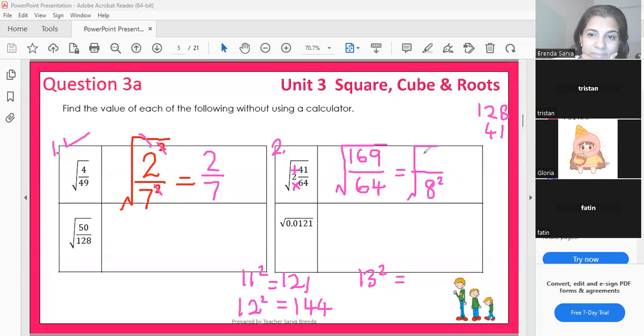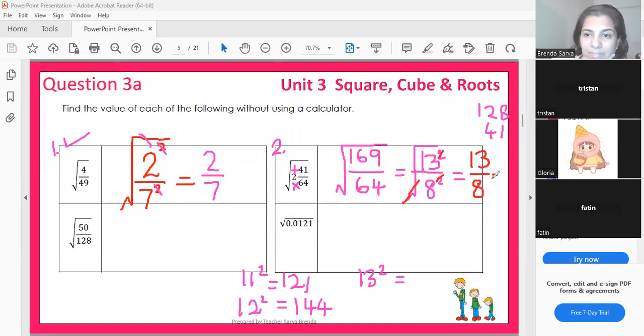13 times 13. Okay, Tristan, are you there? Yeah, 169. Very good. So this is 13 squared. Okay, so now you know the square will cancel off with the root, leaving you 13 over 8.